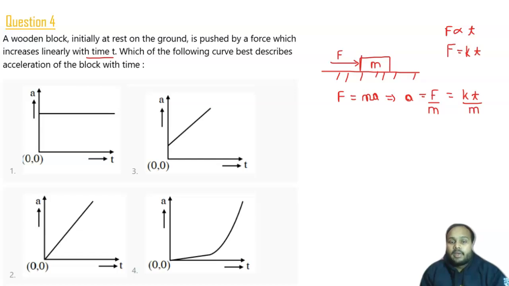Therefore, if we compare acceleration versus time, we are going to get the coefficient as k by m, which says that it will be a linear line passing through the origin, as it is of the form y equal to mx. So let us match. Option 1 cannot be correct. Option 2 is correct. Let's match 3. It is also not passing through the origin. And this is not linear, option 4. So this will also be incorrect. Therefore, option 2 is the correct answer.